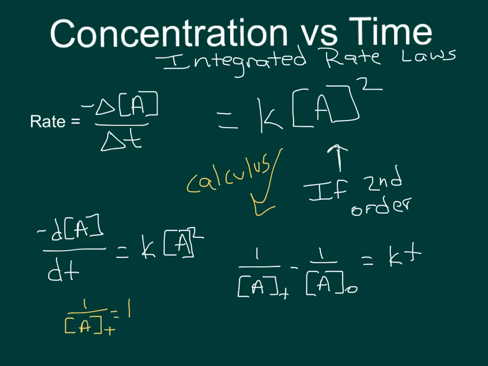If we rearrange this equation, we get 1 over the concentration of A at time t equals kt plus 1 over the initial concentration. Please note that this means if we graph 1 over the concentration versus time, we should get a linear relationship. Moreover, the slope of that linear relationship should be the rate constant.